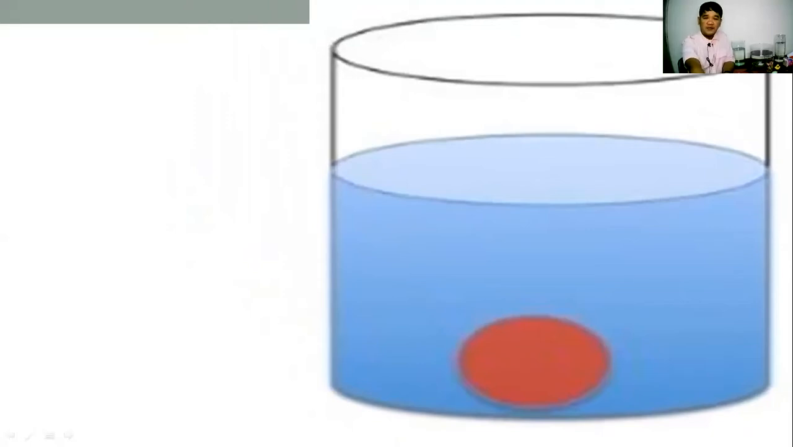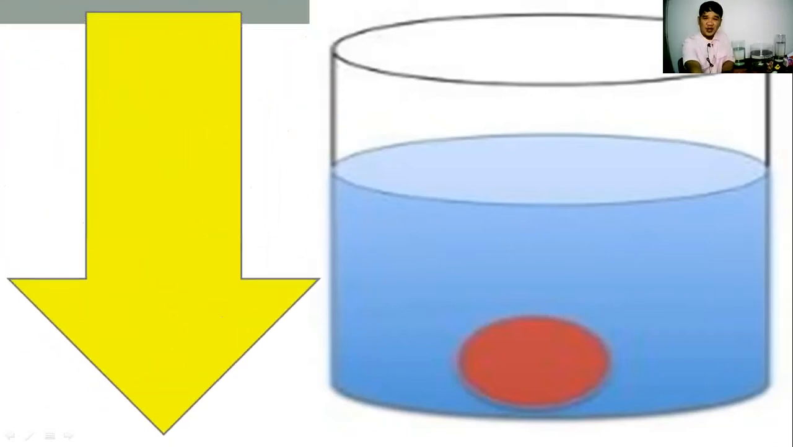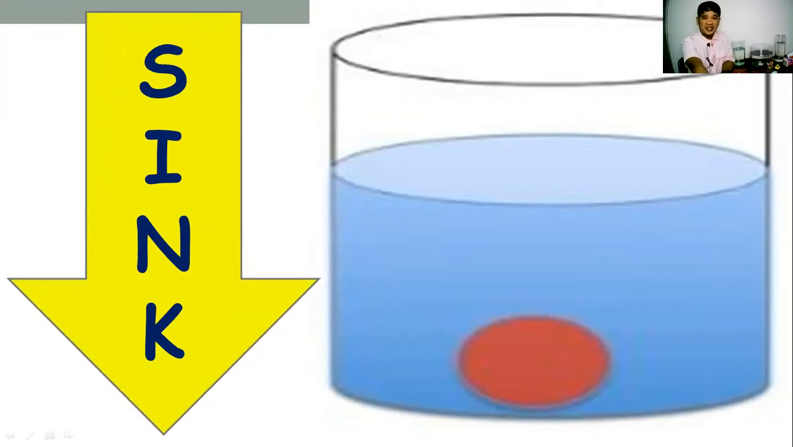Now, we have another one. What have you observed about the object under the surface of the water? It's orange and it's a metal, it's not a ball. So what can you say about that? What have you observed? Is it float or sink? Very good. It's sink. That's right. We call it sink.